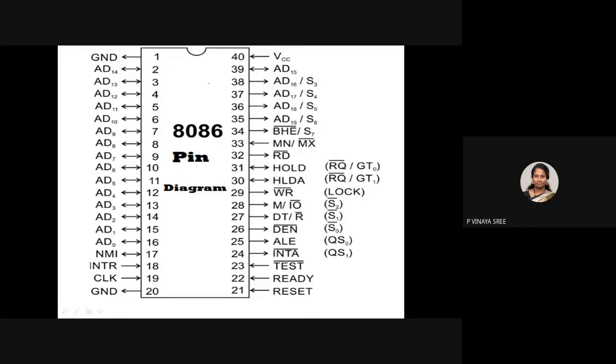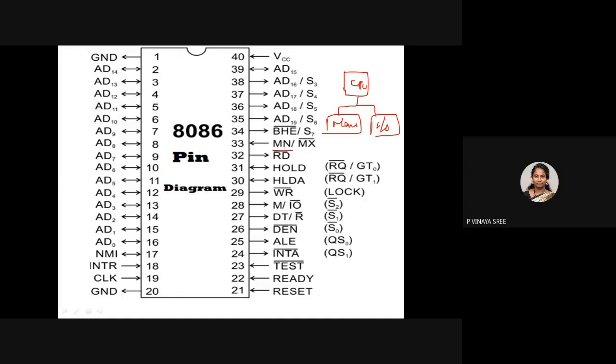Now you should know the difference between minimum mode and maximum mode. Minimum mode means you have a single processor, a single CPU with a common bus. The bus communicates with memory and input output devices. This is minimum mode, where you have a single processor shared with memory and IO. Yes, minimum mode.